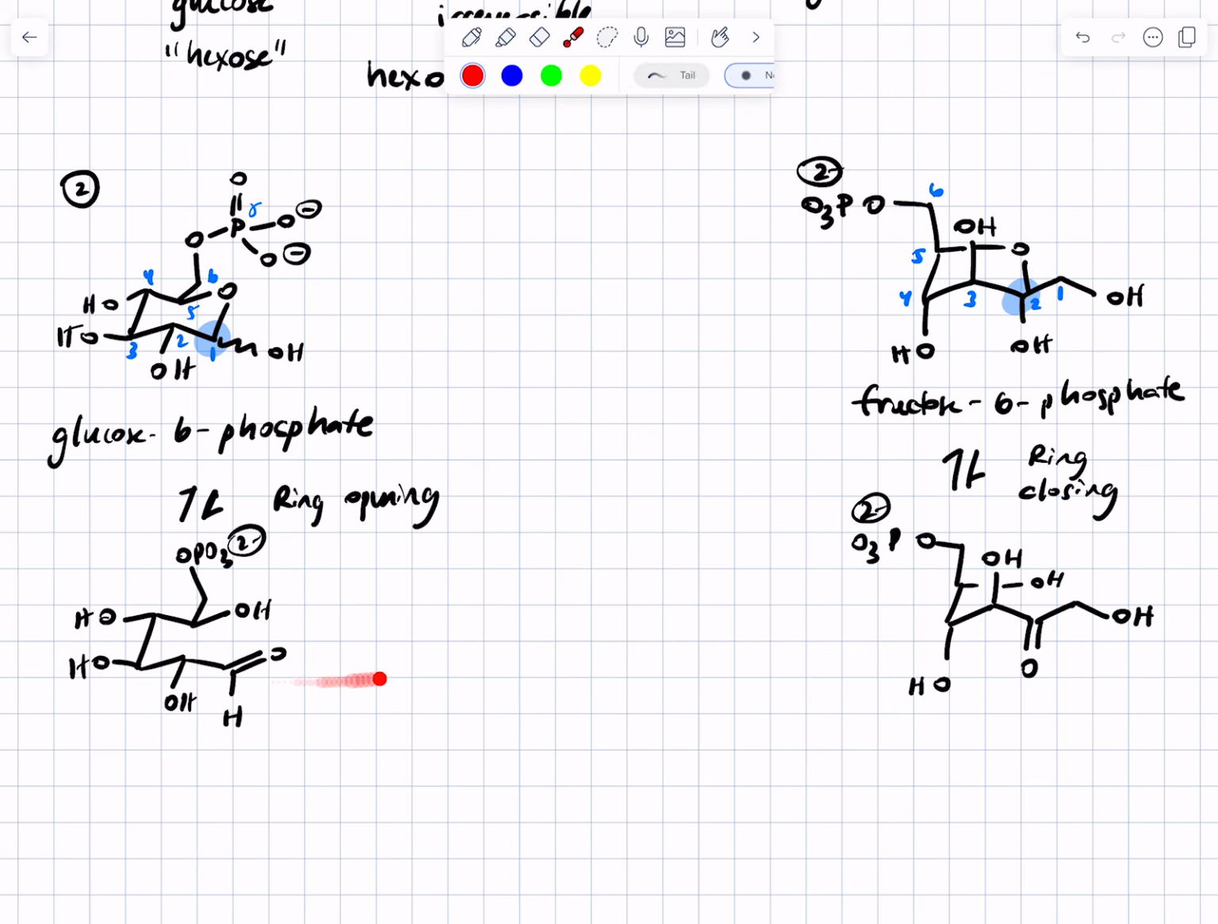Now, you might think to convert between one and the other, it would be convenient to reduce the aldehyde on C1 to an alcohol, and then subsequently oxidize the alcohol on C2 to a ketone. But it turns out you don't need to do that. You don't need any oxidizing or reducing reagents for this process. You only need proton transfer. And I'll show you how this works. It's really kind of cool.